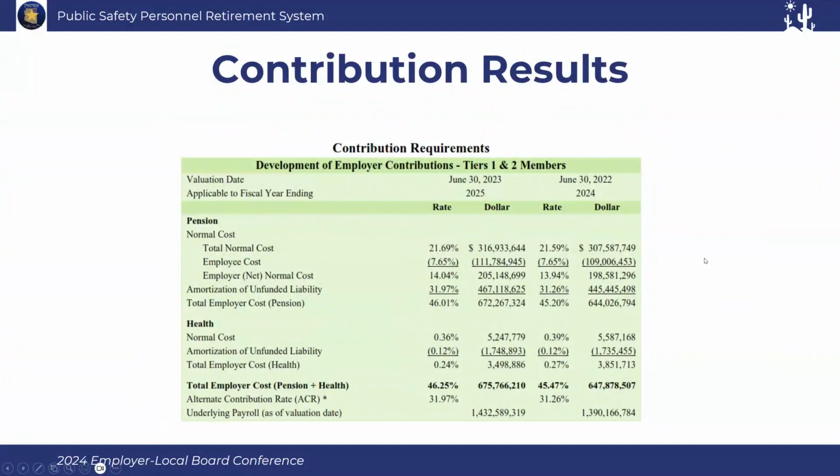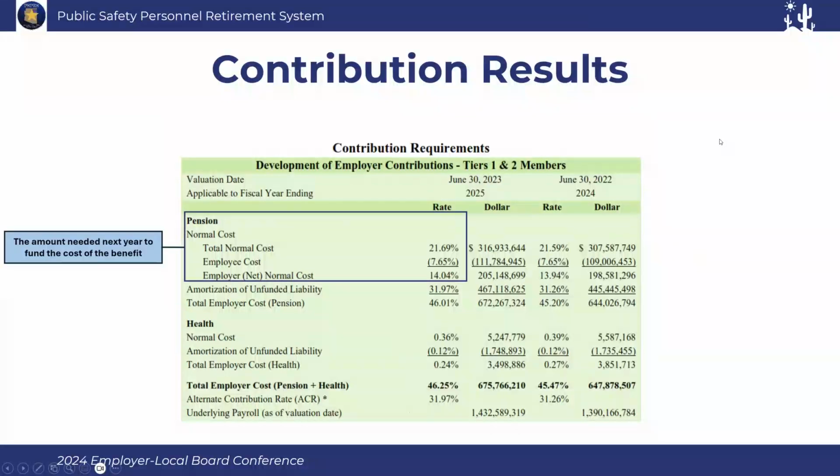The next section is the contribution results. So you're going to find tables for tier 1 and 2 members and tier 3 members. And this is going to show you the contribution rate, the total contribution rate for each tier member group. And then there's going to be a summary table I'll show you after these two. Just to talk about this table real quick.